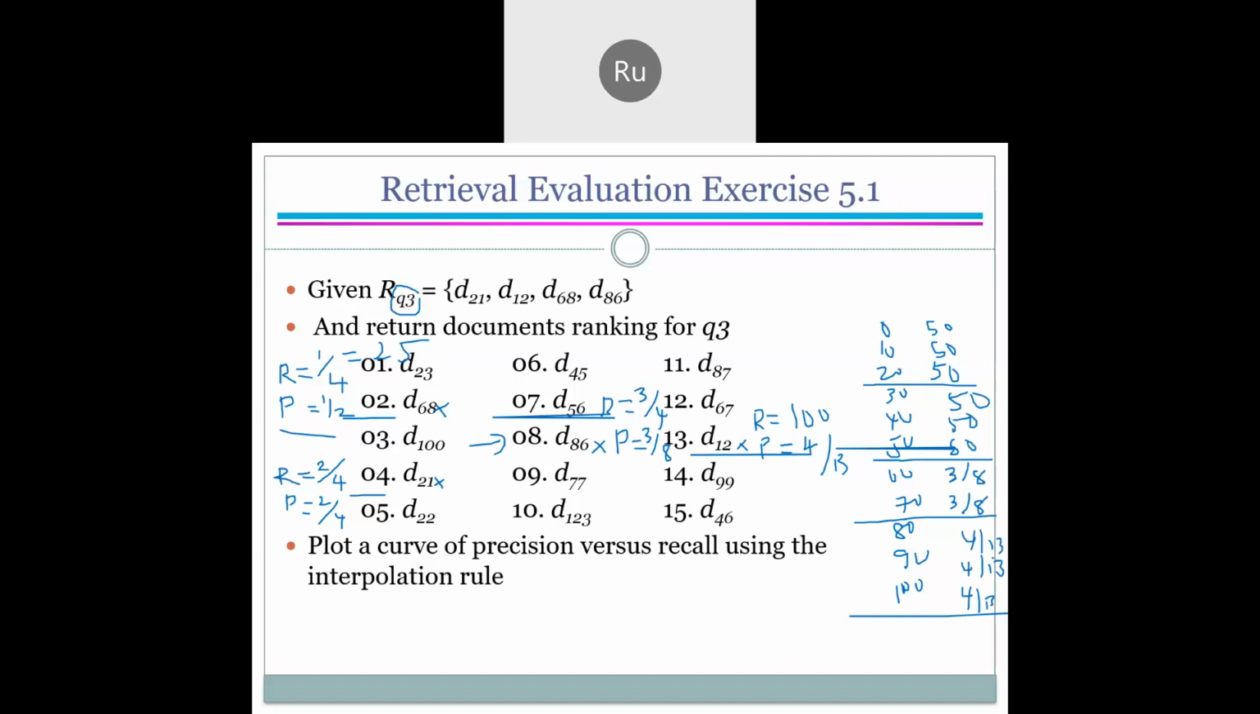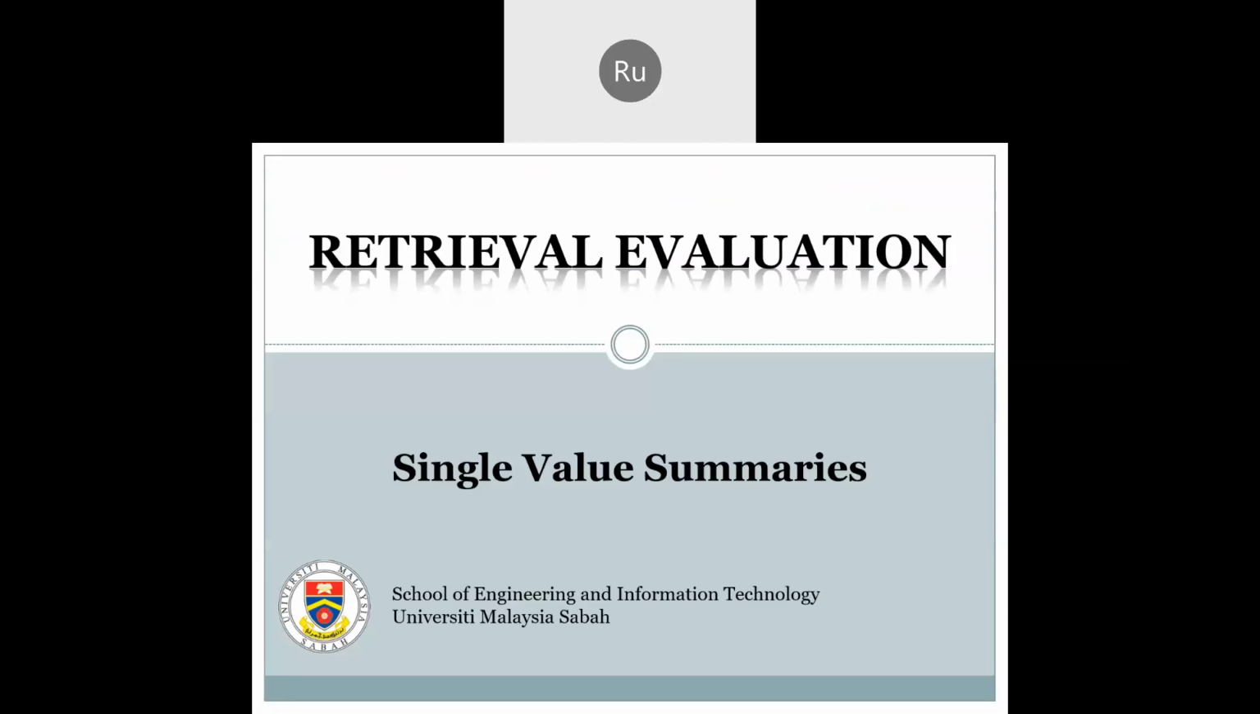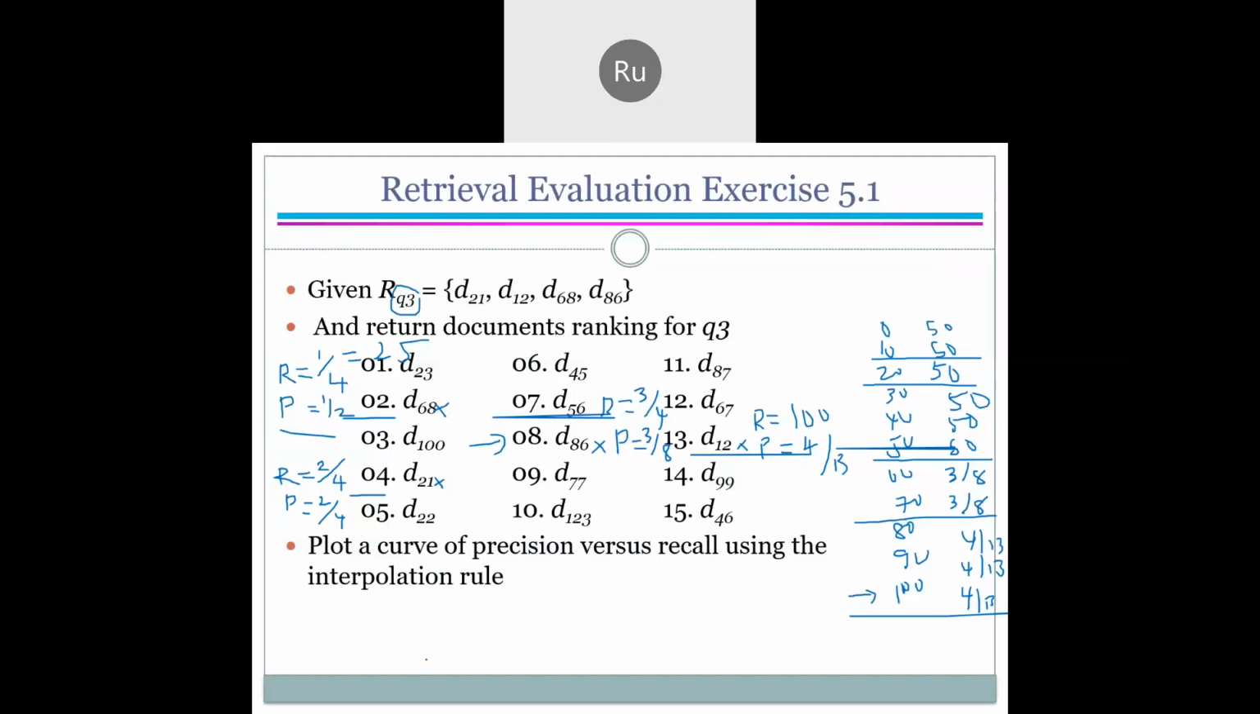So to get the final one, meaning that for each of the recall levels, you need to add up all the precision at recall 10, then divide by 3. And so on until you get to the 100th recall. So you add up all and you divide by 3. Okay, now we look at the single value summary.